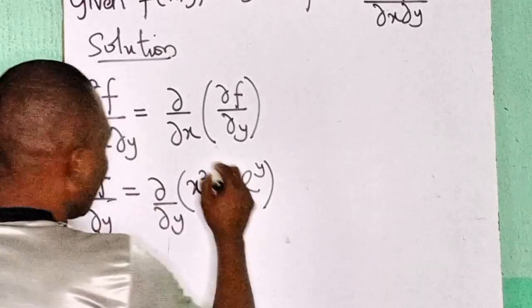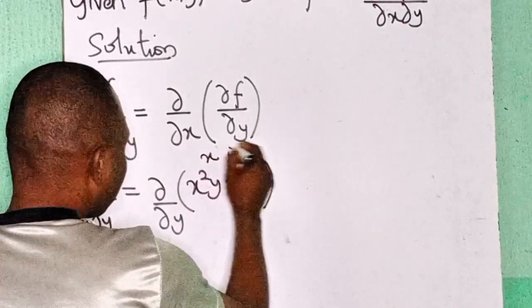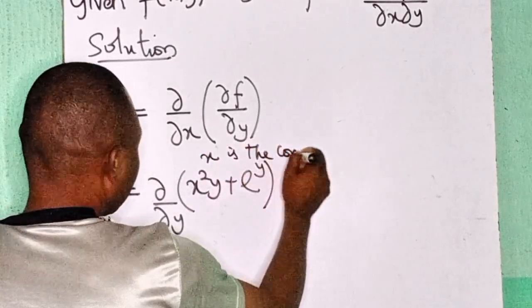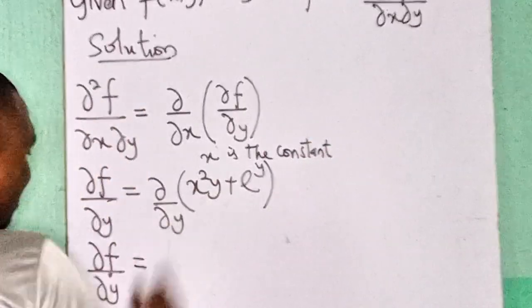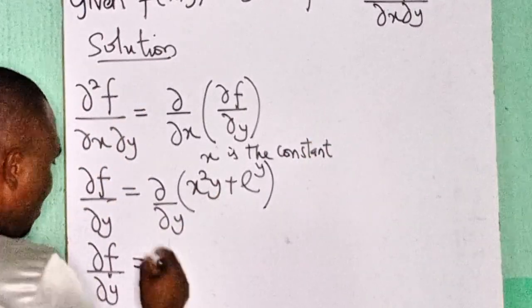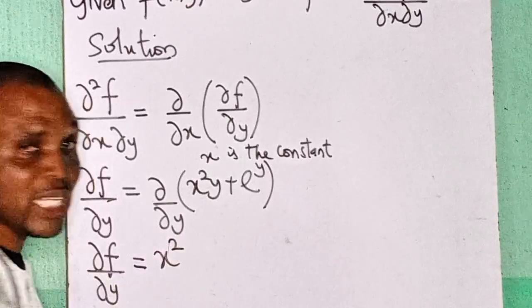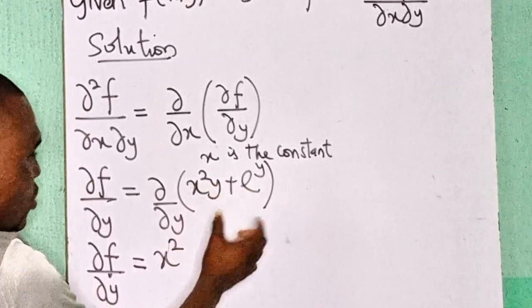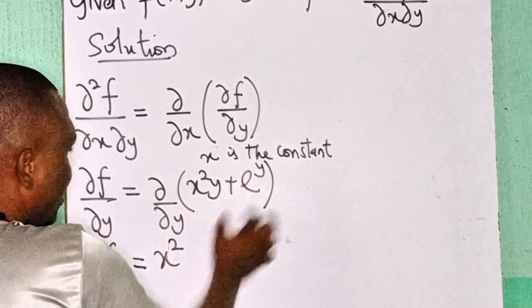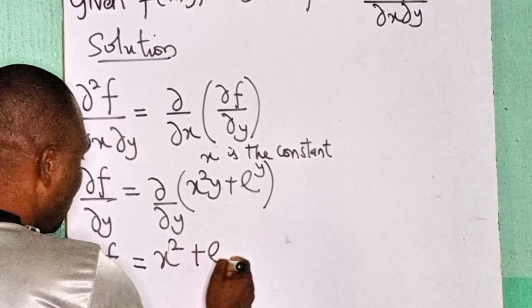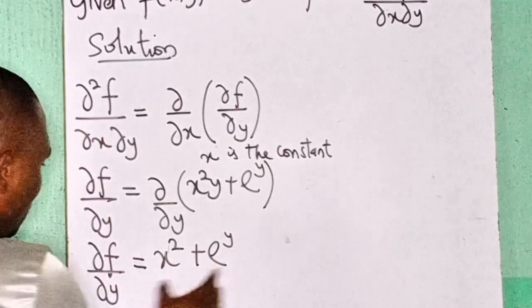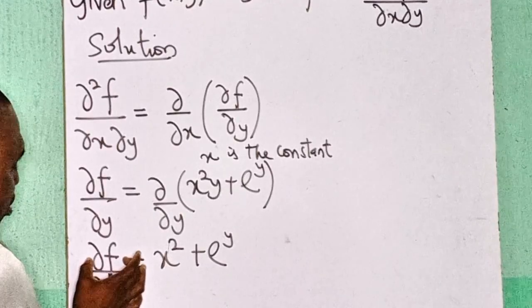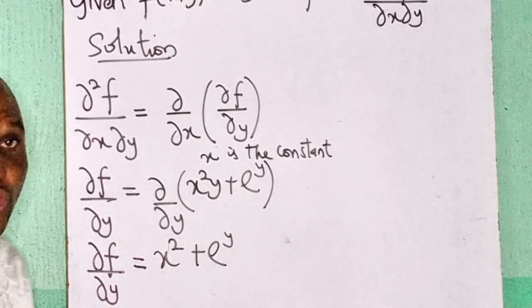Let me just quickly write it somewhere here. X is the constant, so take note of this. X is a constant. So from what you're having here, it becomes x squared. Remember that y is attached to x squared here. So we're having x squared here plus exponential raised to the power of y. So this is the partial derivative of f with respect to y.